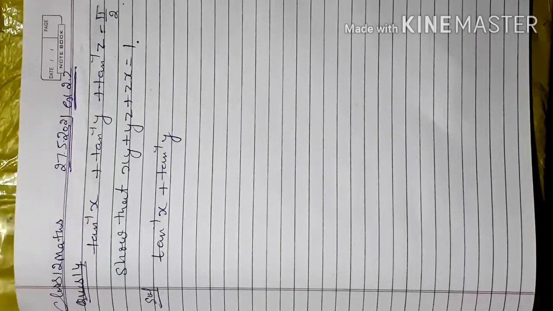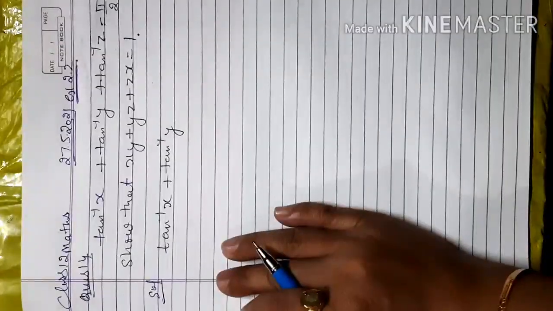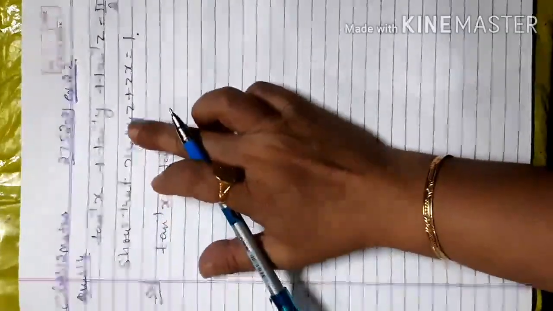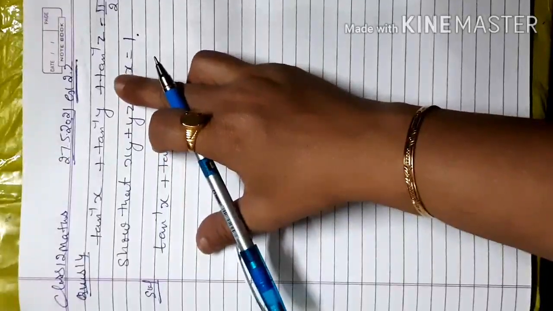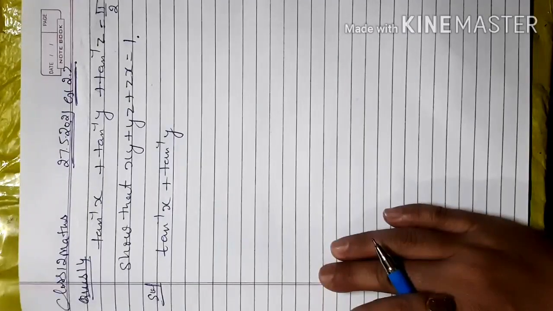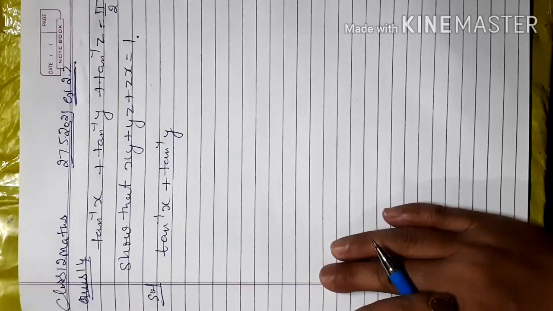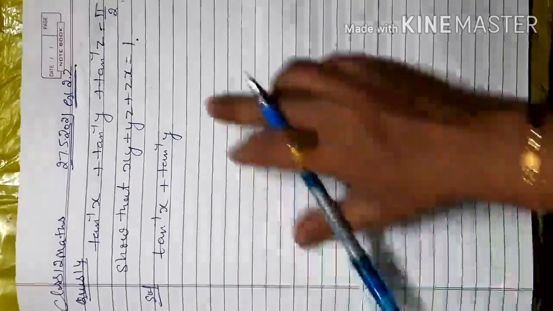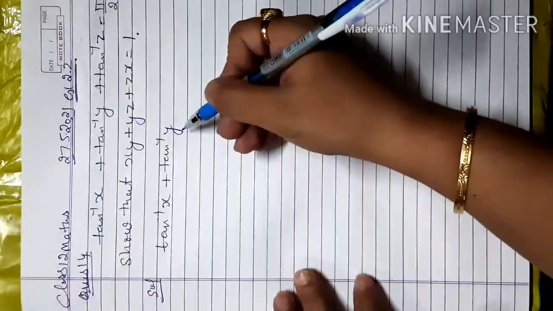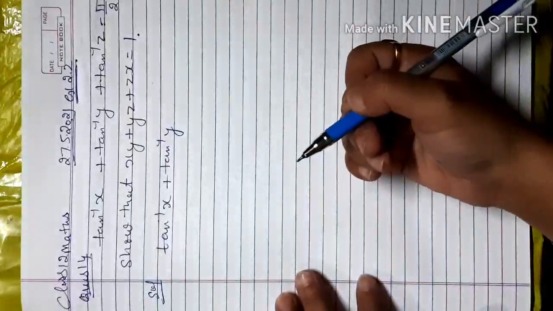Good morning everyone. Today we will discuss some questions of today's worksheet, that is worksheet 27. Here question number 14: tan inverse x plus tan inverse y plus tan inverse z is equal to pi by 2, and you have to prove that xy plus yz plus zx is equal to 1. So first I will pick this equation, and from that I have to prove this.